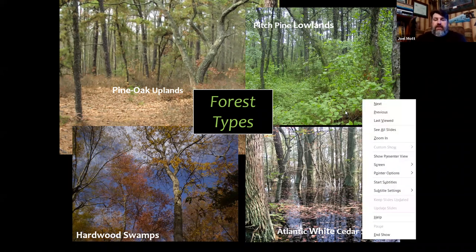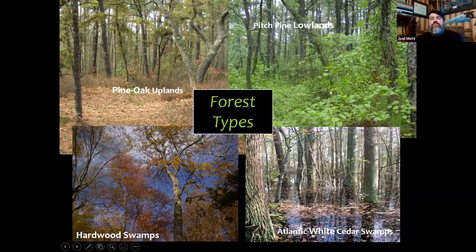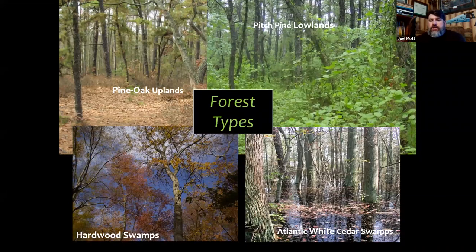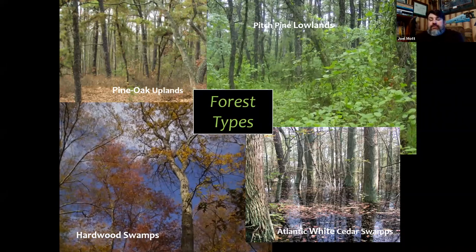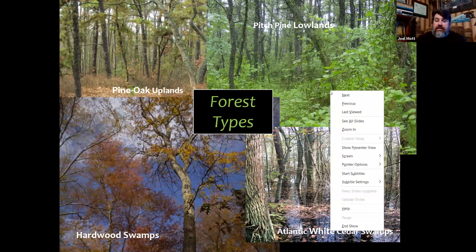A real interesting transitional area. We generally talk about uplands and wetlands. In between are what we call the pitch pine lowlands. And that is where we find both upland and wetland plants. And it's really one of the key habitats of the area. And then we have two kinds of swamps I'll reference today. We have hardwood swamps where you're going to find the maples, the cherries, the real pretty leaves that fully turn in the fall. And then we have Atlantic white cedar swamps.